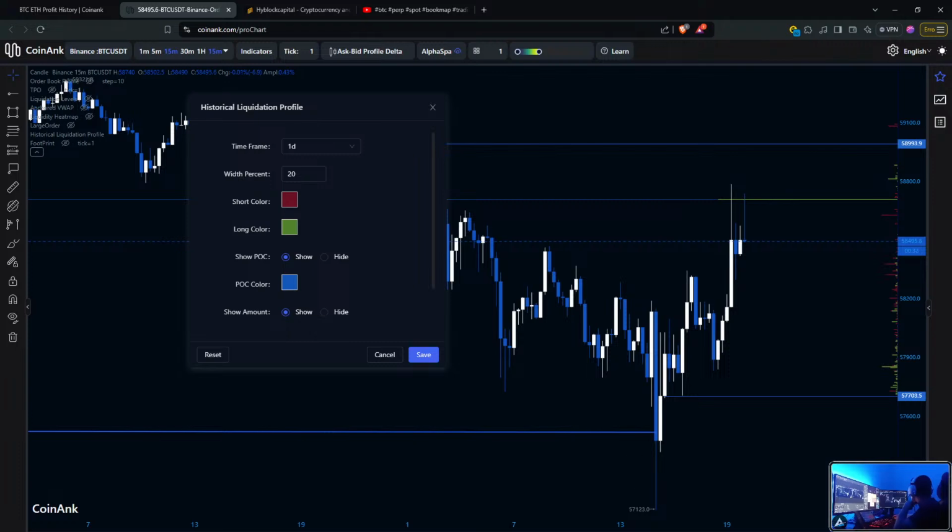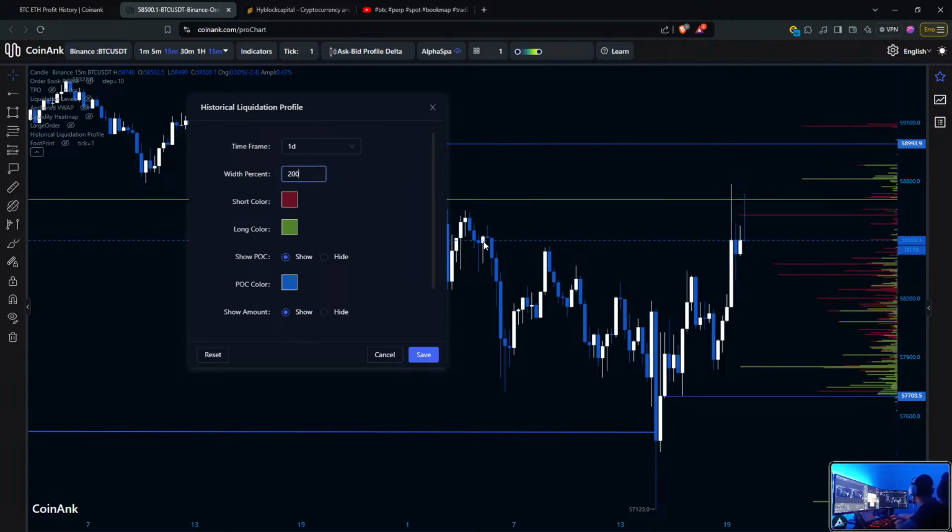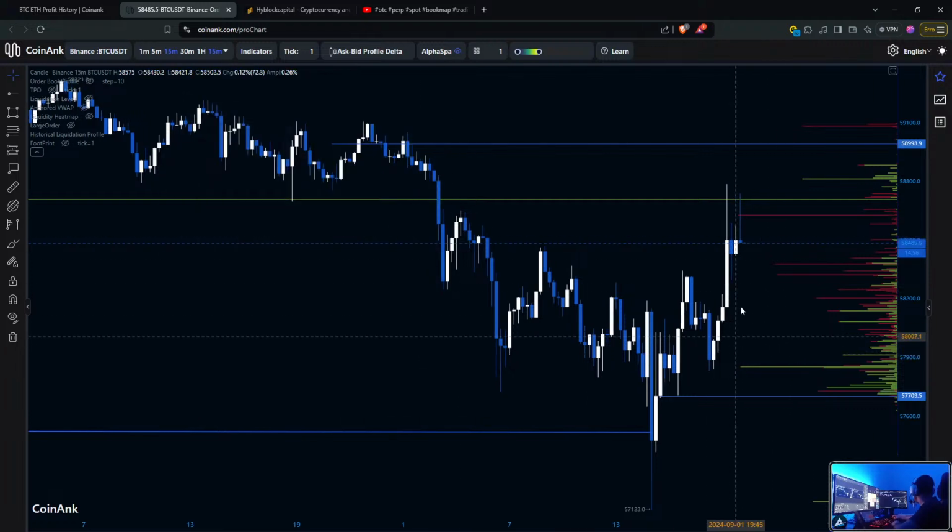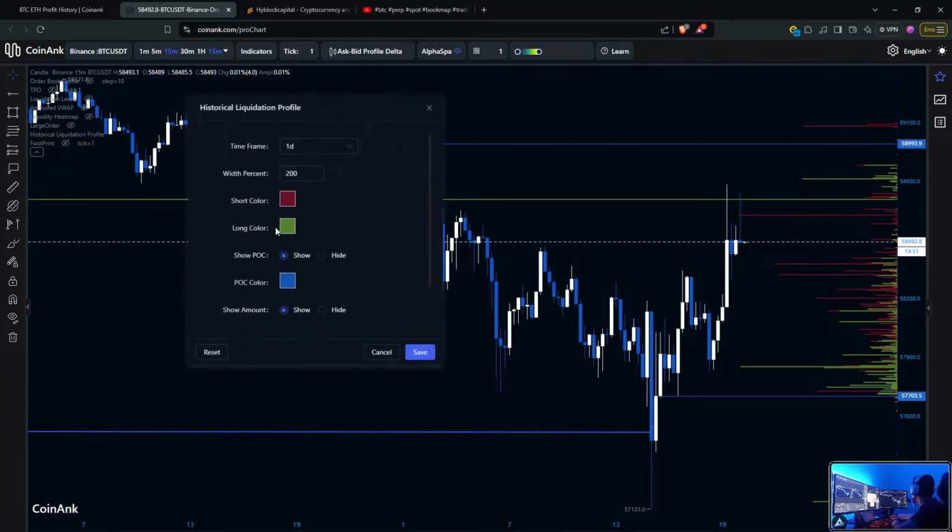Let me see if I can increase this just to show you guys. Better, because this line is very big, but the other ones are not. Okay, maybe more, just so you guys can see better. So for example, at this level, a lot of people were liquidated. Once it came back down, a lot of people were liquidated as well. A lot of shorts were liquidated right now too, with this move up. And I'm expecting probably a little bit of a range in this area, because a bunch of people got liquidated there, right?